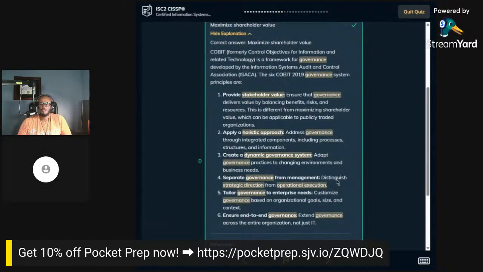So the six principles of COBIT 2019: provide stakeholder value, apply a holistic approach, create a dynamic governance system, separate governance from management, tailor governance to enterprise needs, and ensure end-to-end governance.